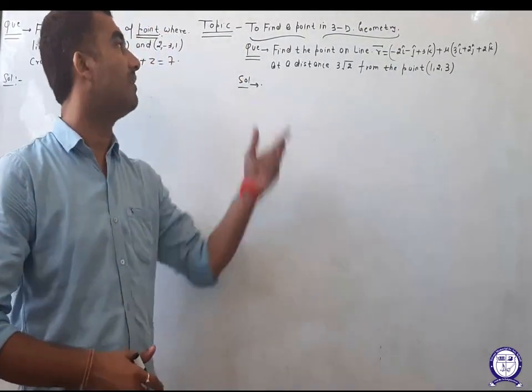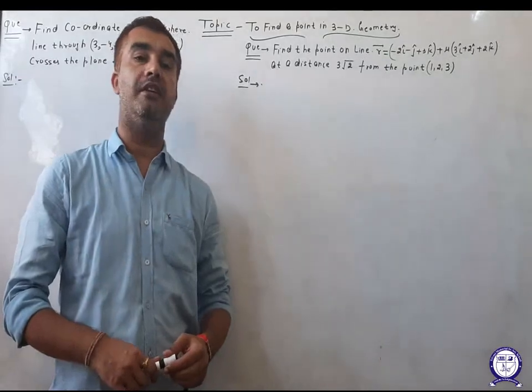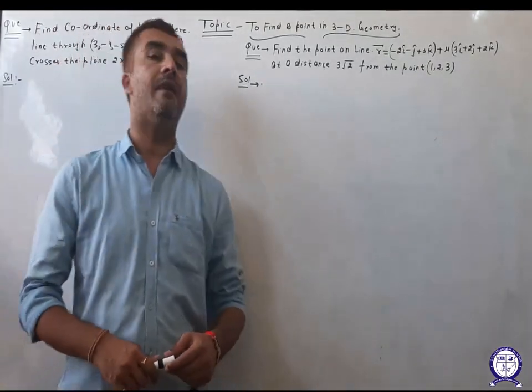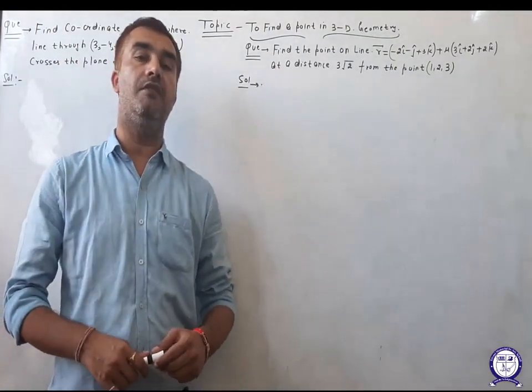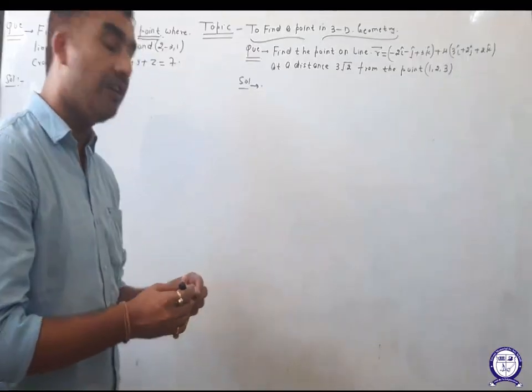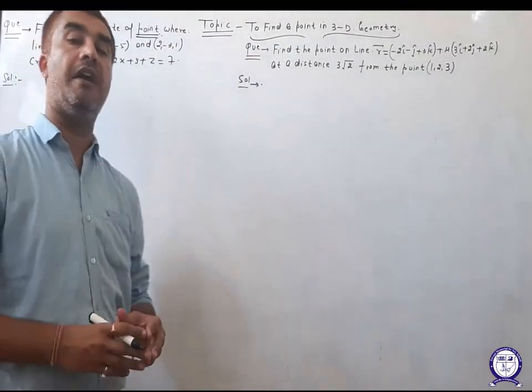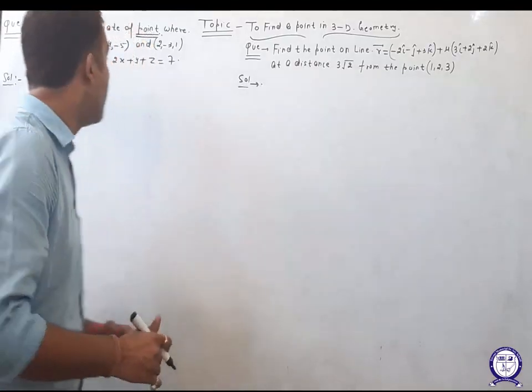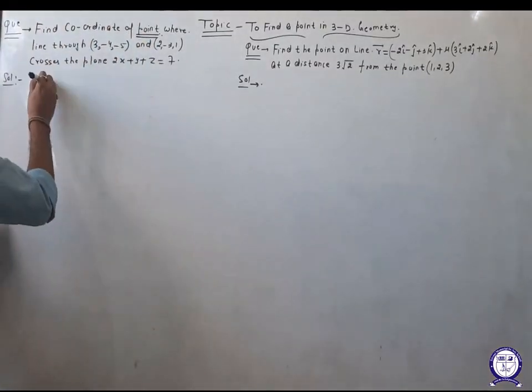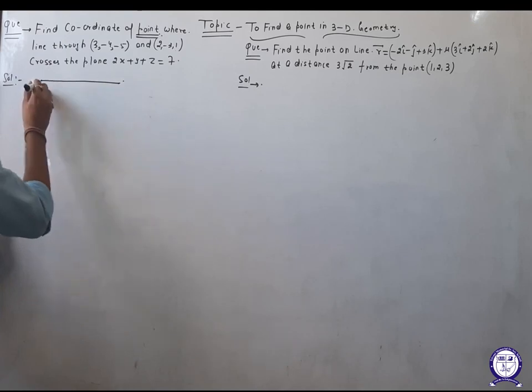Today our topic is to find a point in three-dimensional geometry. If we need a point in three-dimensional geometry, then our requirement is the Cartesian equation of the line. To get the Cartesian equation of the line, we need a passing point and the direction ratio of that line. Now, in the given question, we have two passing points.